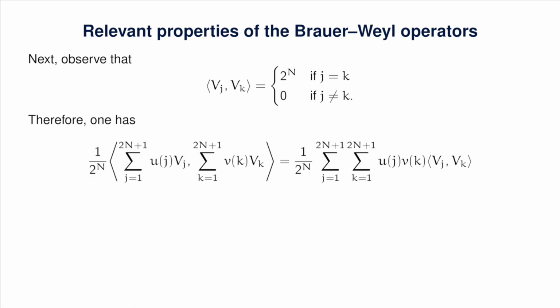Computing the inner product of the linear combination divided by 2^n immediately yields the inner product of the vectors u and v. Any collection of tensor products of Pauli operators would have a similar property.